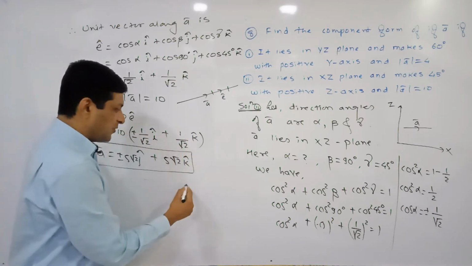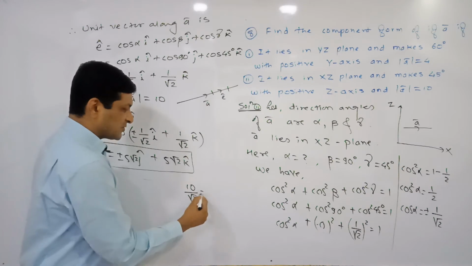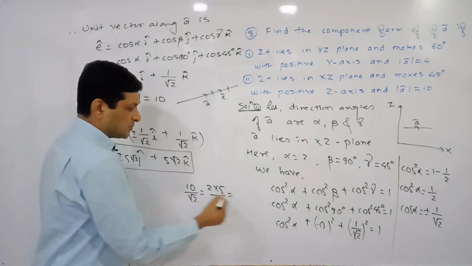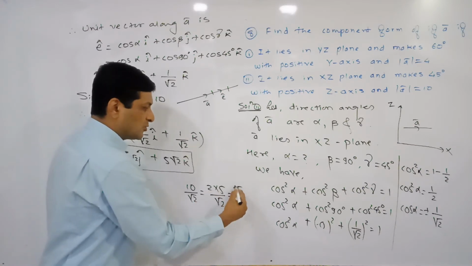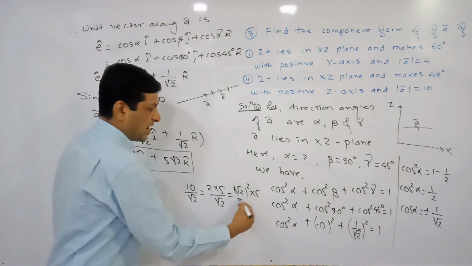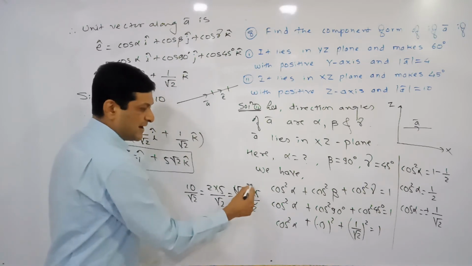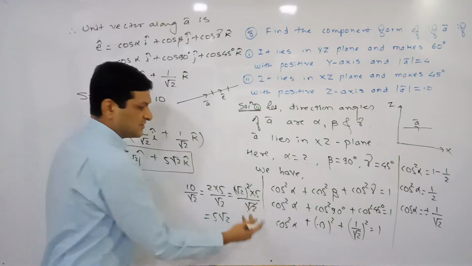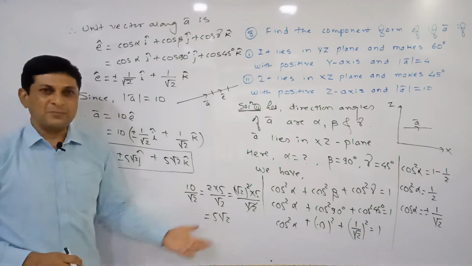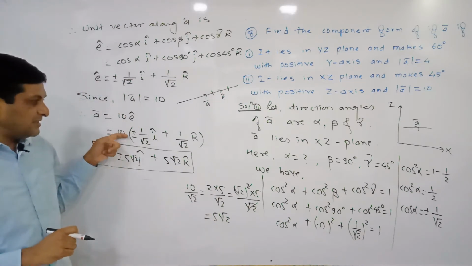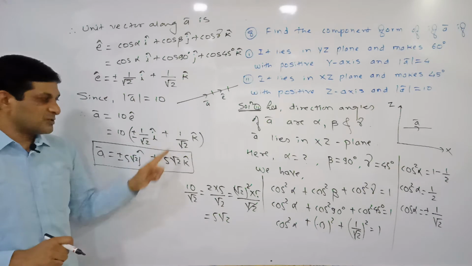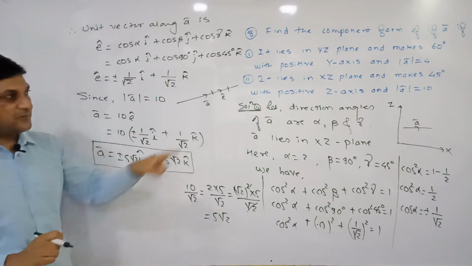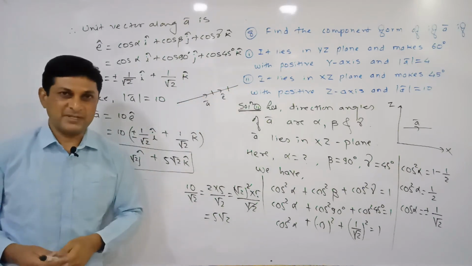10 into 1 will be 10, 10 upon root 2. So this 10 can be written as 2 into 5, upon root 2, keep it as it is. So this 2 can be written as the square of root 2, upon 5 divided by root 2. Root 2 and root 2 will get cancelled. 5 into root 2 will be equal to 5 root 2. As you are a student of 12th standard, these are very simple calculations for you. So this simplification will be 5 root 2, and here also we will get 5 root 2. In this way we have got the required vector which satisfies all the conditions in the example.